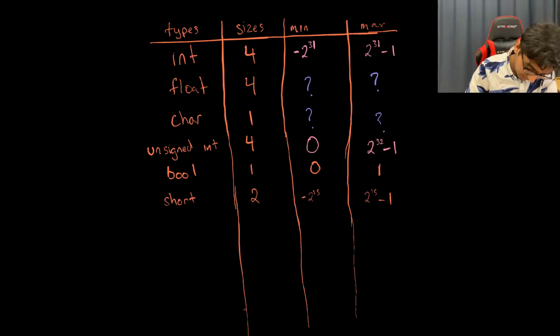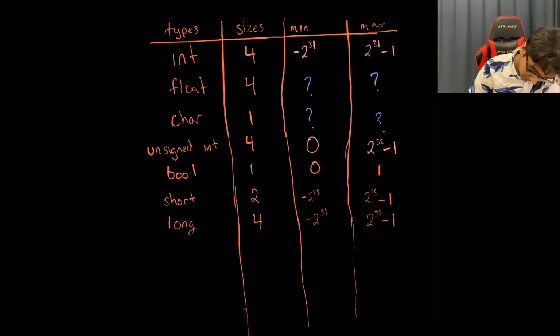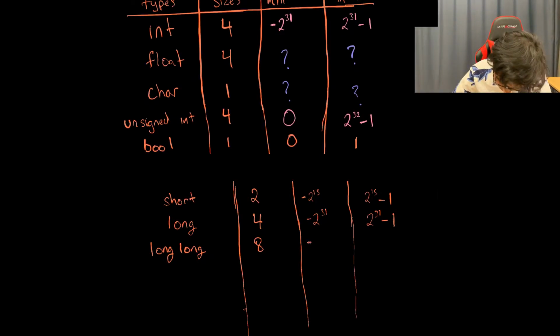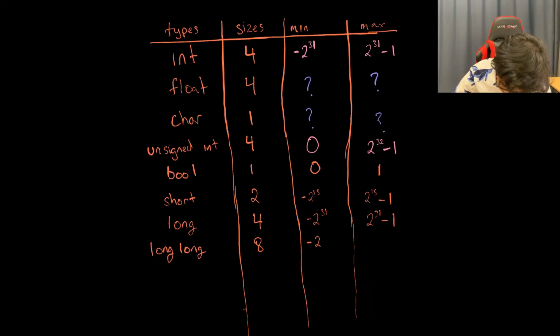And then we have the long type. A long type will be 4 bytes. It ranges from negative 2 to the power 31 all the way to 2 to the power 31 minus 1. And lastly, we have the long long type, which is going to be 8 bytes. And you guessed it, it's way bigger. So it goes from negative 2 to the power 63 all the way up to 2 to the power 63 minus 1.